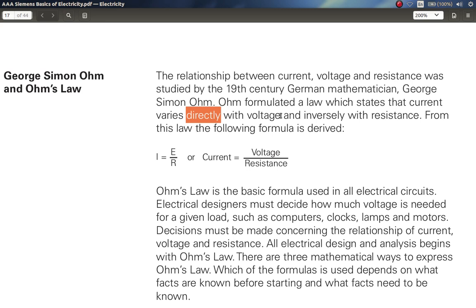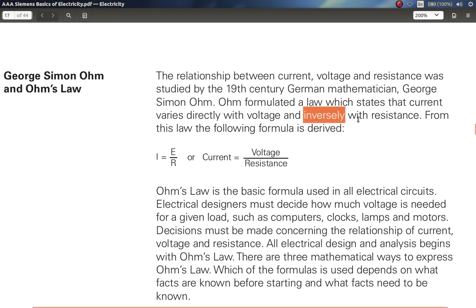When you have two quantities that vary directly, it means both of them increase together or decrease together. When one increases, the other one increases as well. When one decreases, the other one decreases. Which makes sense here, because if you put more pressure on the electrons to move, voltage, then more of them will move. That's current. You have an increased flow of electrons when you increase the pressure for them to flow.